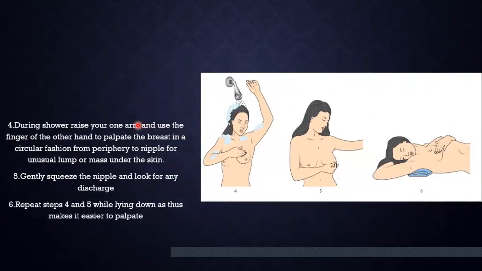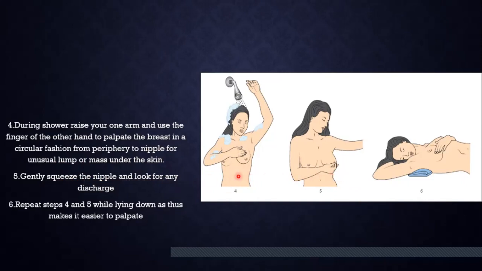Then the fourth step: during a shower, raise one arm and use the fingers of the other hand to palpate the breast in a circular fashion from the periphery to the nipple for any unusual lump or mass under the skin, as shown here. And you do it for both, don't just do one. Then gently squeeze the nipple and look for any discharge, as shown here, gently.